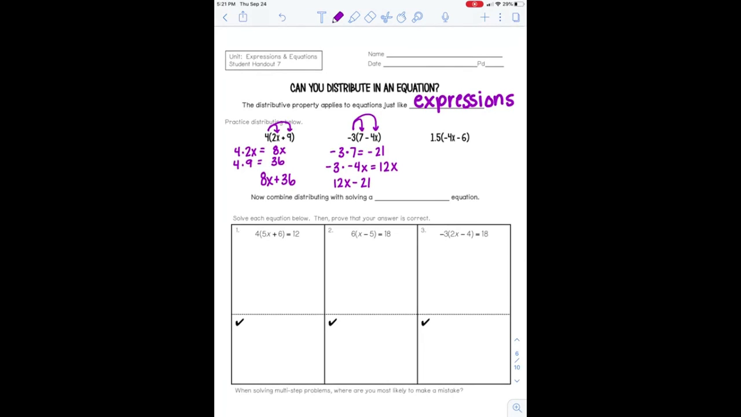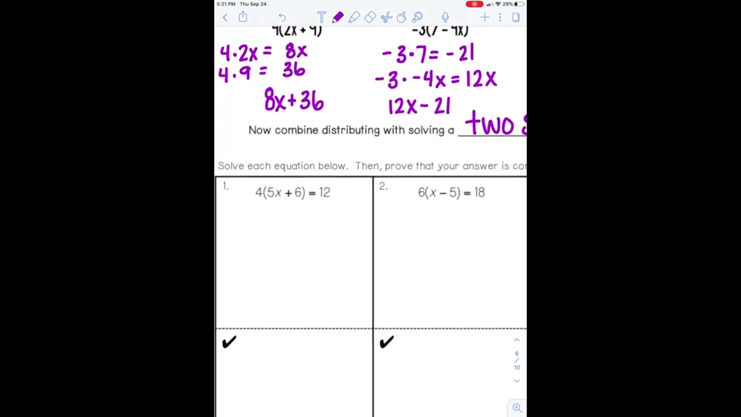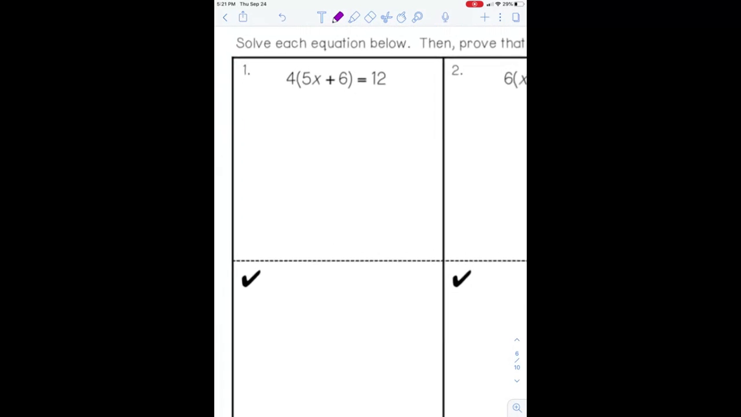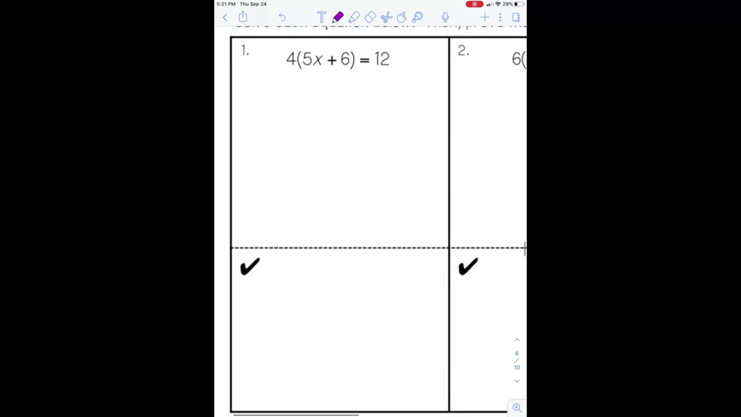Okay, so now we're going to combine distributing with solving a two-step equation. This is nothing that you guys don't know how to do already. It's just kind of putting some things together into what looks like a more complicated problem, but I promise it's just as easy as what we've been doing.